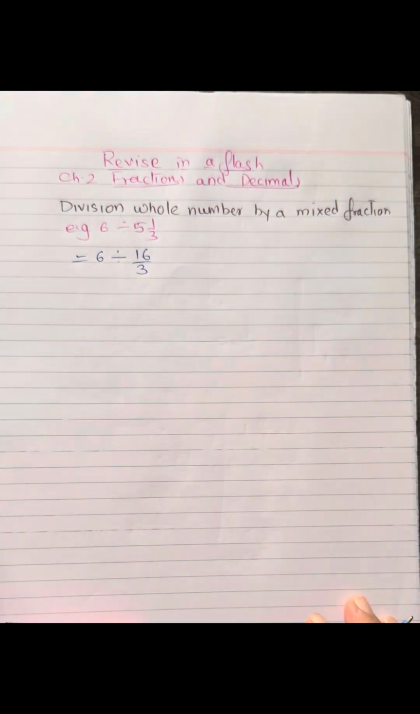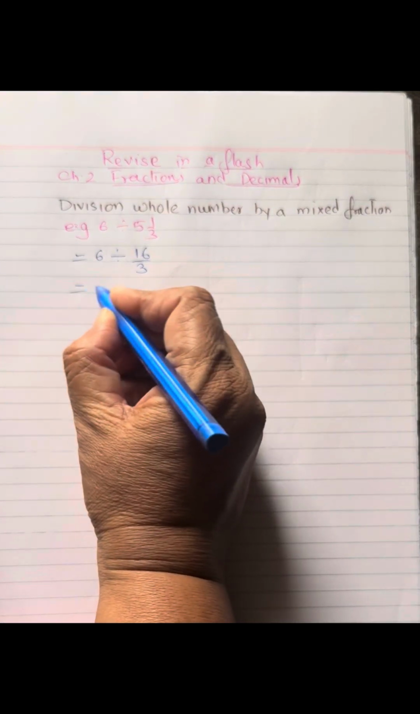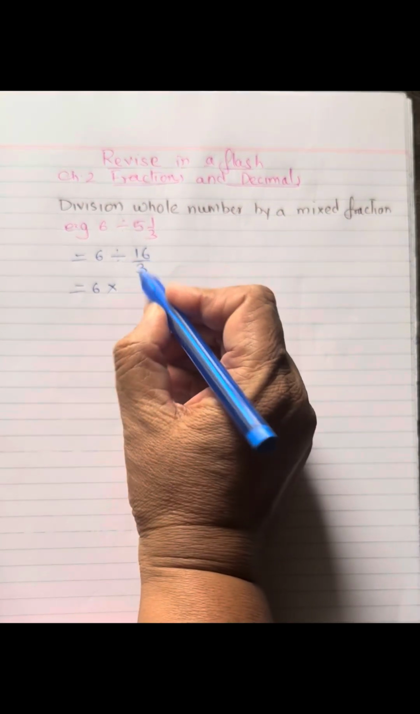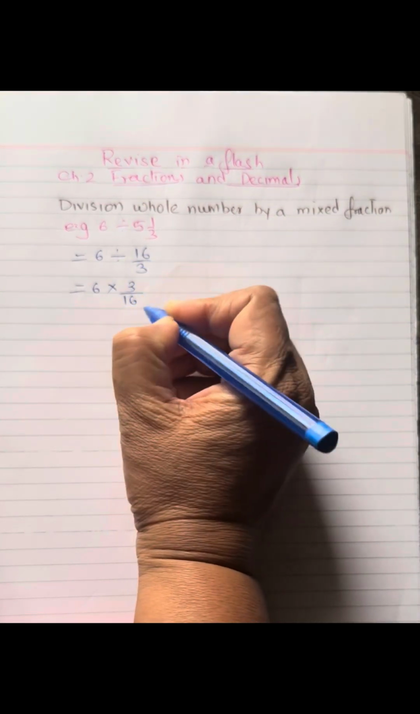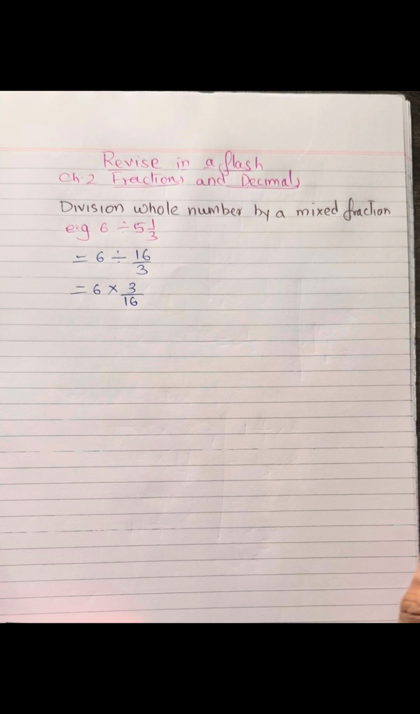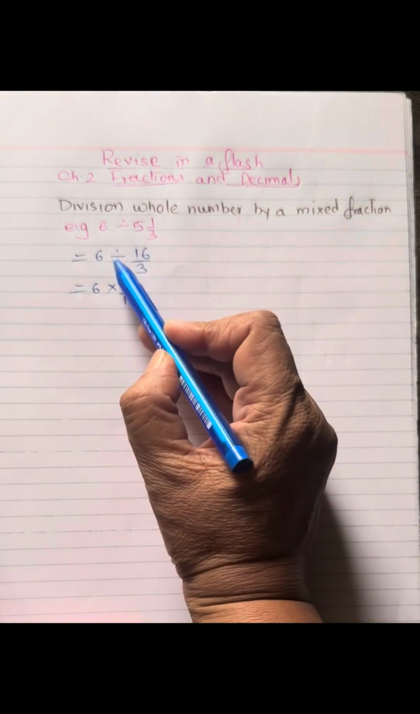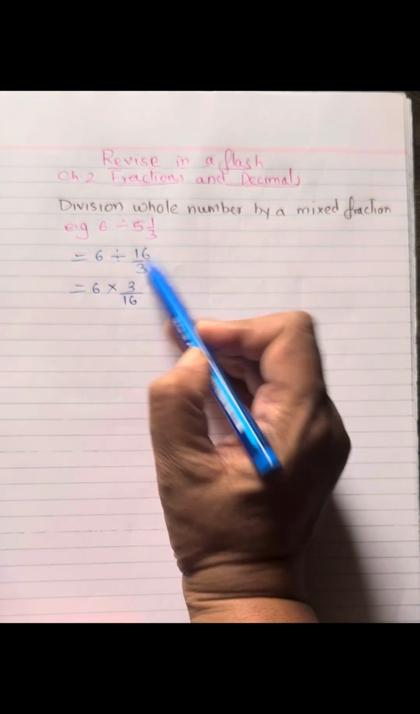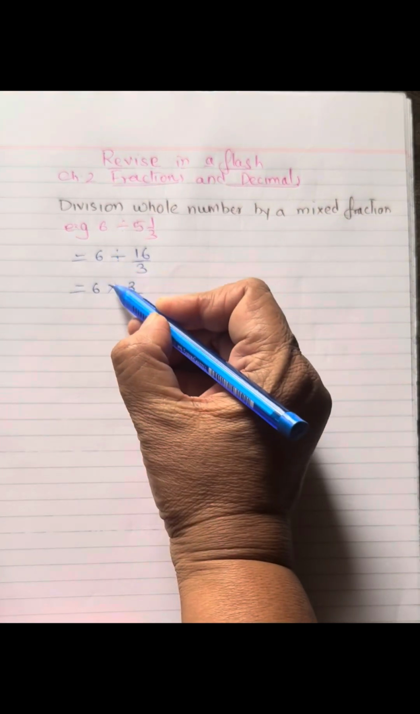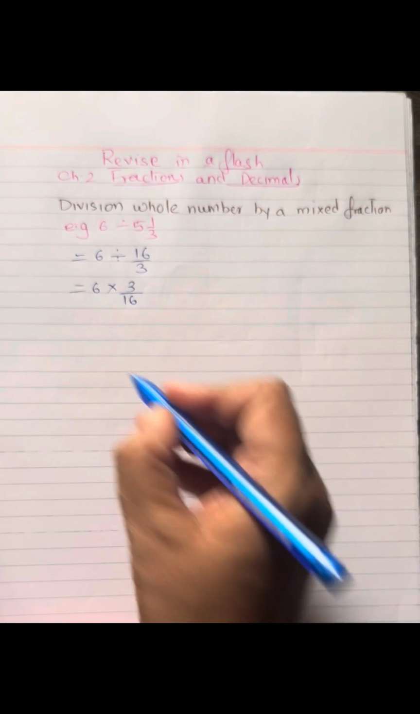So 16 upon 3. Then in the next step, you change the division sign into multiplication, and then write the reciprocal. Don't do these steps together. Many children make this mistake: they write the improper form and change the sign without interchanging the digits. So first, just write the division sign as it is and change this into improper. Then in the next step, change division into multiplication and write the reciprocal.